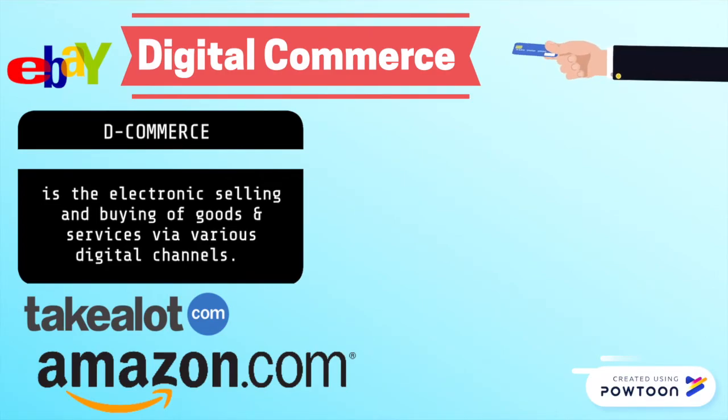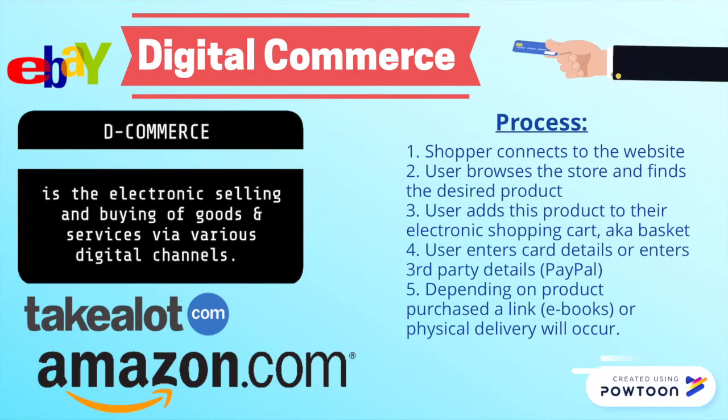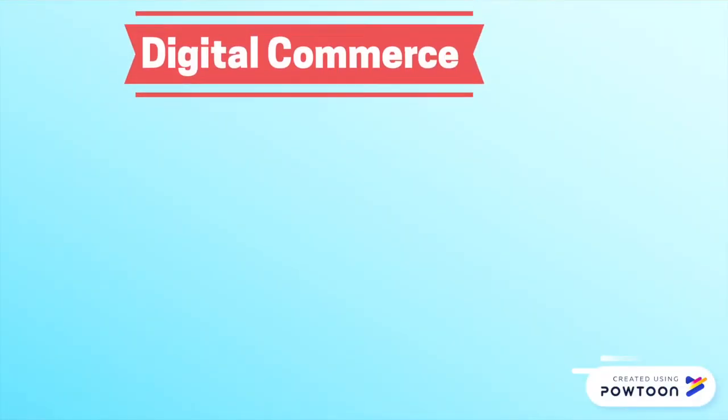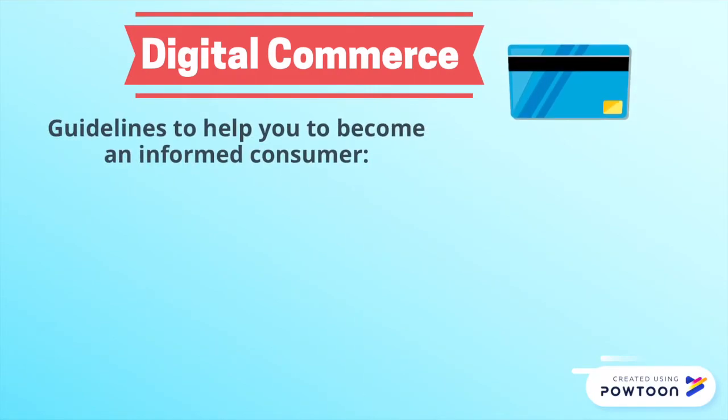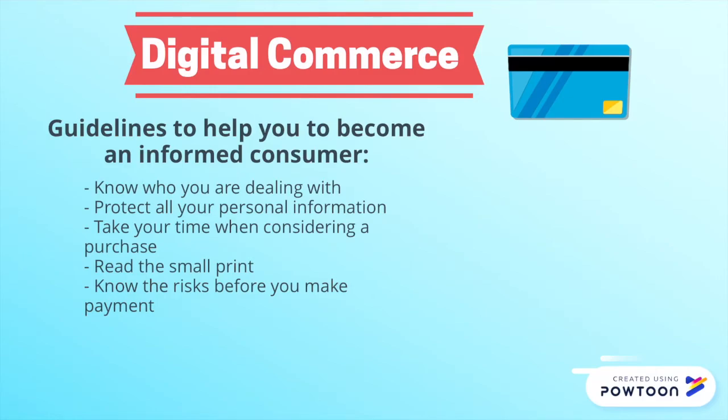The 9th and final aspect is digital commerce. D-commerce, as it is known, is the electronic selling and buying of goods and services via various digital channels, including takealot.com and amazon.com. The process includes 5 steps. Shoppers connect to the website. They browse the store and find their desired product. They then add their product to their cart and pay.